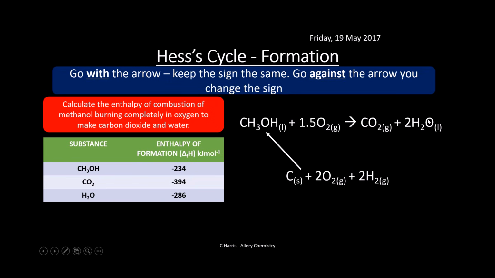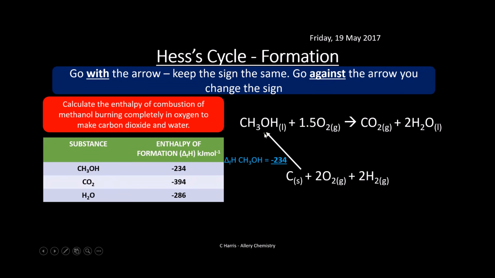Now we're forming these from elements in their standard states. So we've got carbon, oxygen and hydrogen, as you can see on here. So these are the elements. Make sure they're all balanced as well. Obviously 4 oxygens here in total and 4 hydrogens on here in total. So make sure they're all balanced. So what we're going to do is put the numbers in.